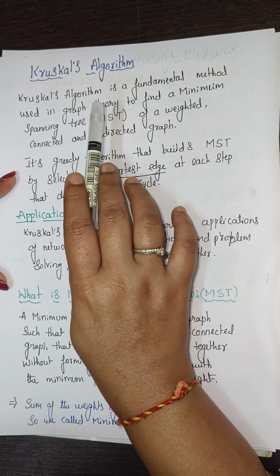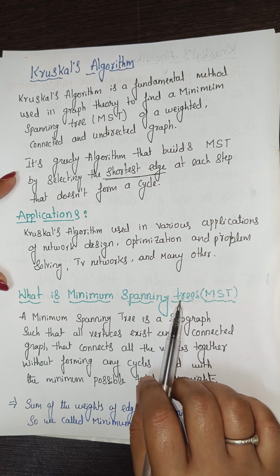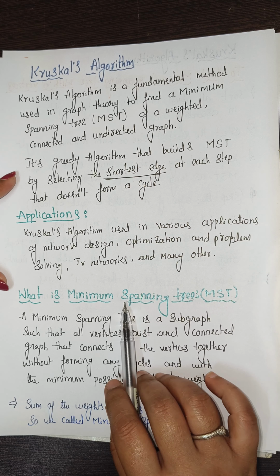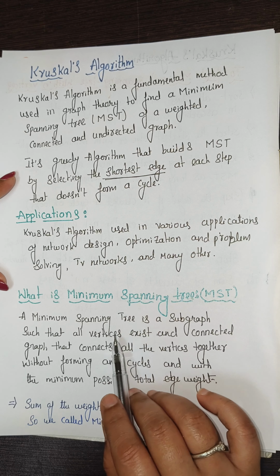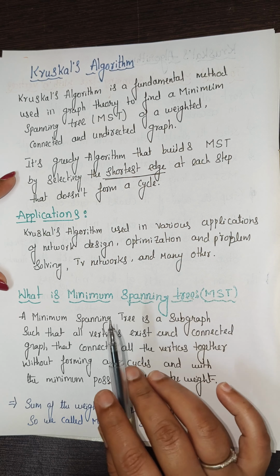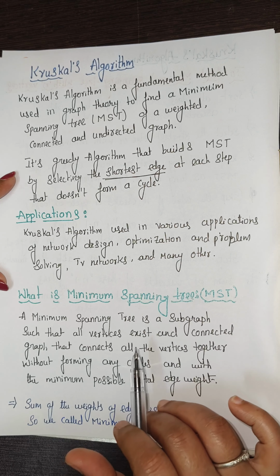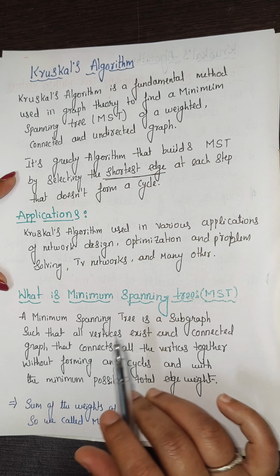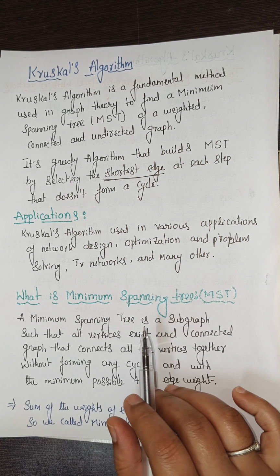Next, what is the minimum spanning tree? We use Kruskal's algorithm to find the minimum spanning tree only. What is the meaning of minimum spanning tree? A minimum spanning tree is a subgraph. It includes all the vertices of the given graph, and it should be connected, and it does not have any cycles or loops.